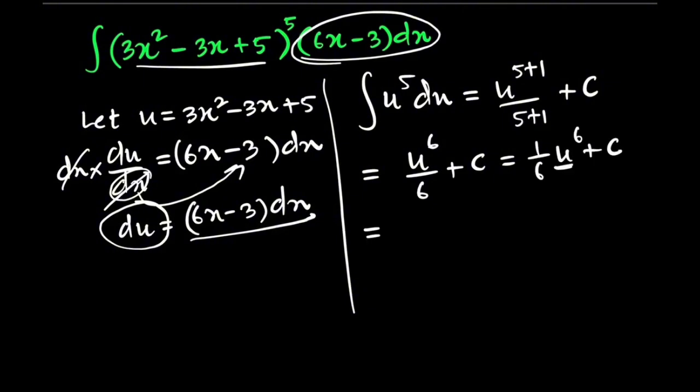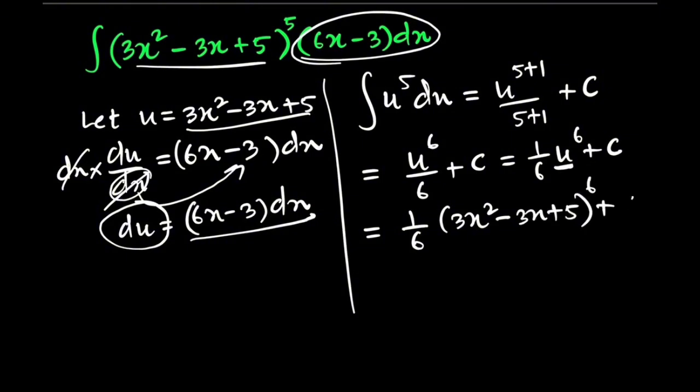Now substitute this u in terms of x. So 1 over 6 (3x squared minus 3x plus 5) raised to 6 plus c. So this is the final answer.